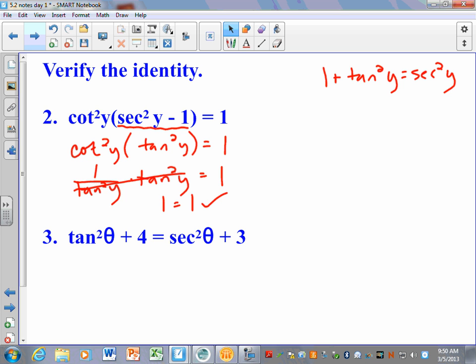So maybe you can look at that for a minute and see if you can think about what we could do to make those equivalent to each other.